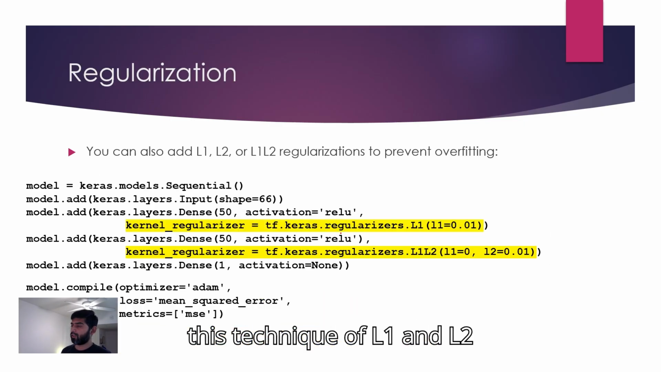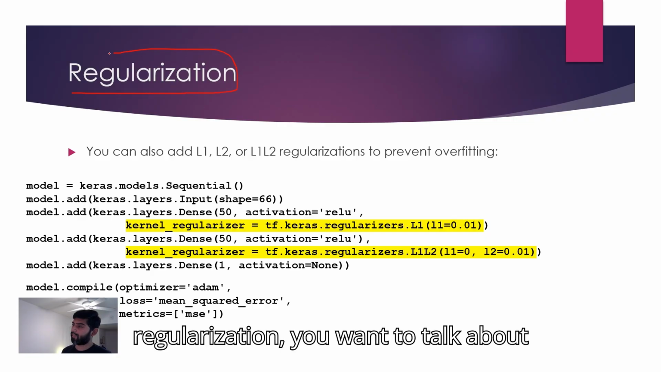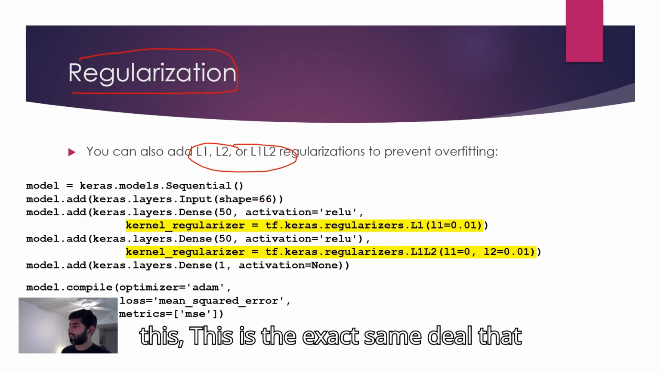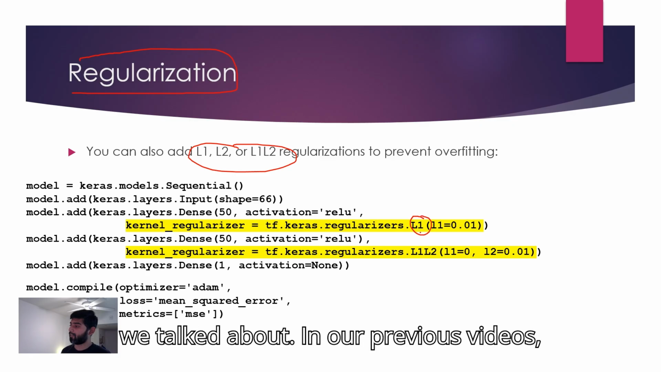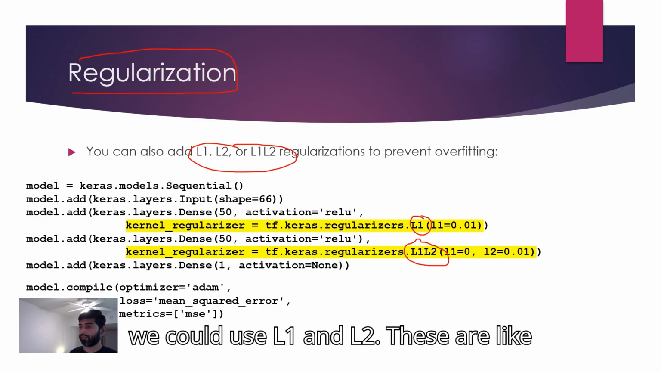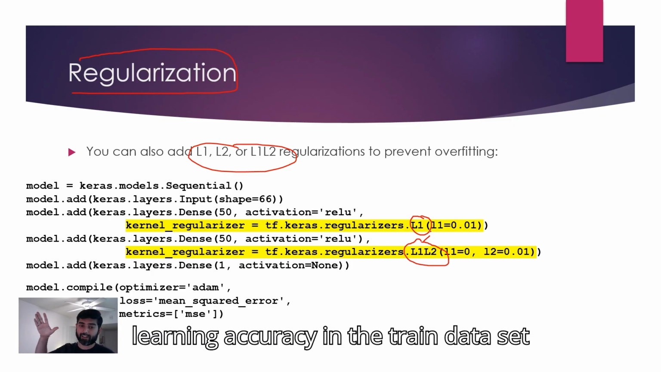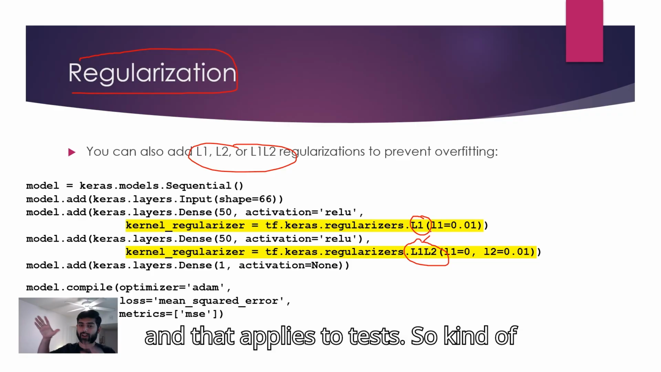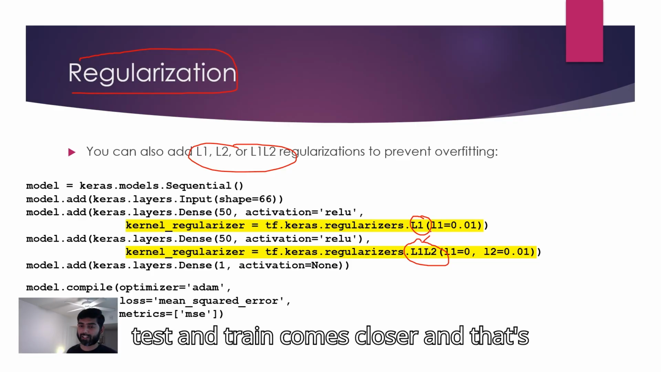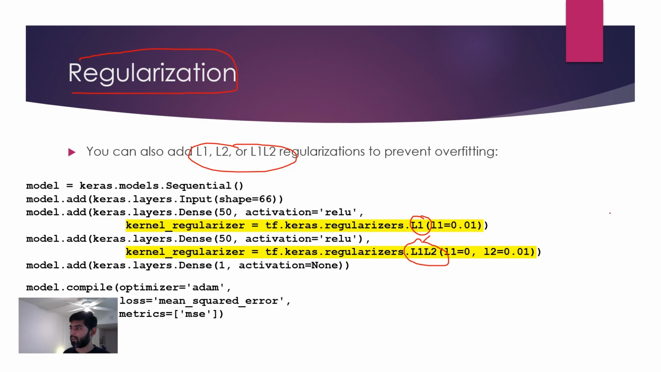All right. So this technique of L1 and L2 regularization, we want to talk about this. This is the exact same deal that we talked about in our previous videos. We could use L1 and L2. These are like the brakes in your car, kind of reducing the learning accuracy on the train data set, and that applies to test. So test and train come closer, and that's how we reduce the overfitting problem.